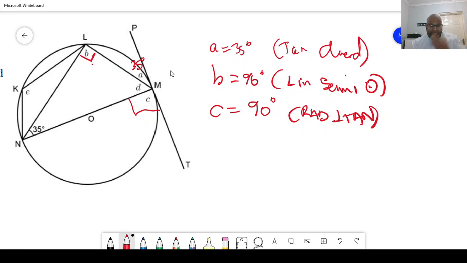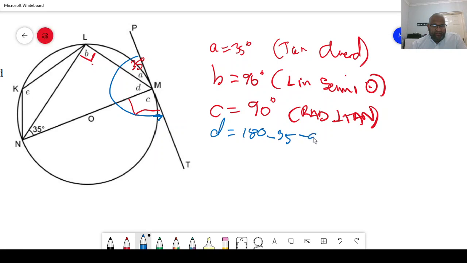Then let's just change the color here, for angle D. Okay, so we can do one of two ways. You can either say angles in a triangle or angles on a straight line. I'm going with angles on a straight line here. So D is equal to 180 minus 35 degrees minus 90. Okay, and this is a straight line. Okay, angles on a straight line. So that's going to give you 180 minus 90 is 90. So it's going to give you an answer of 55 degrees. Okay, it is 55.